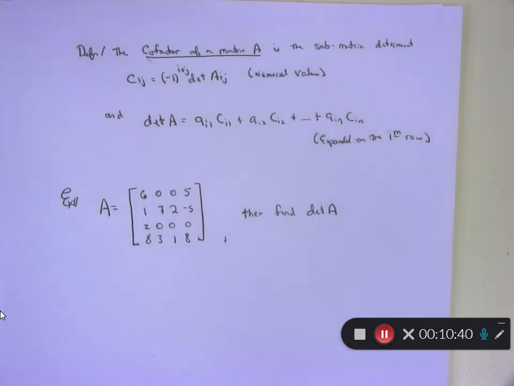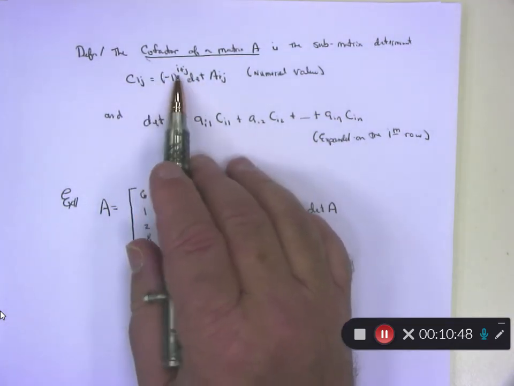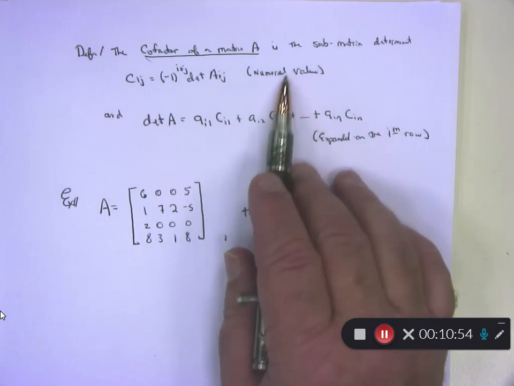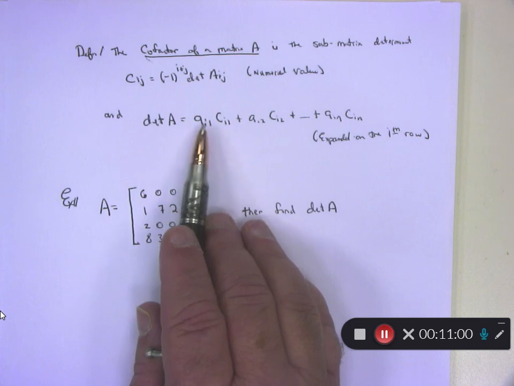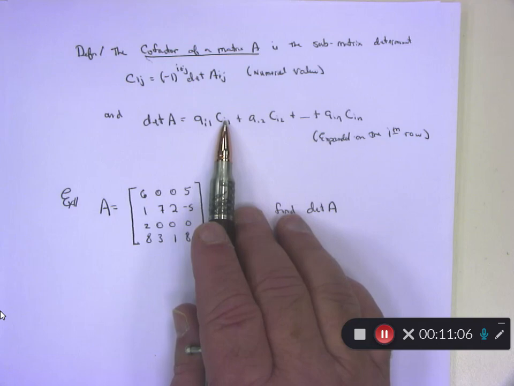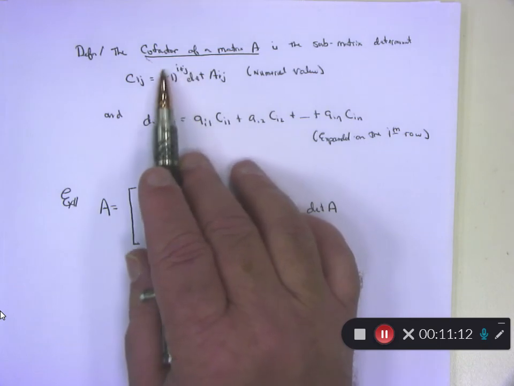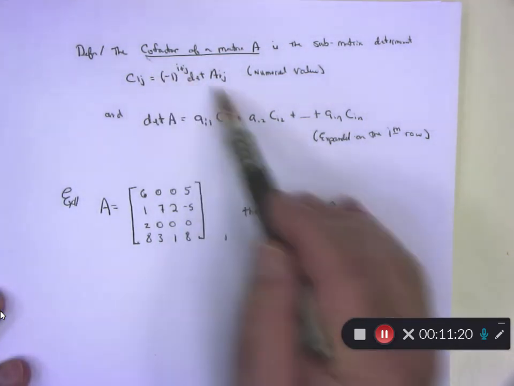The cofactor of a matrix A is the submatrix determinant C_ij, where it's (-1)^(i+j) times the determinant of that minor matrix A_ij. And this is going to give you a numerical value. So your determinant of A is equal to a_i1 times the determinant of that minor matrix C_i1. The C_i1s are, quote unquote, the determinant of that minor matrix with the sign, from the sign chart of the actual matrix itself. Okay, so it's all been put together for you in terms of a formula.